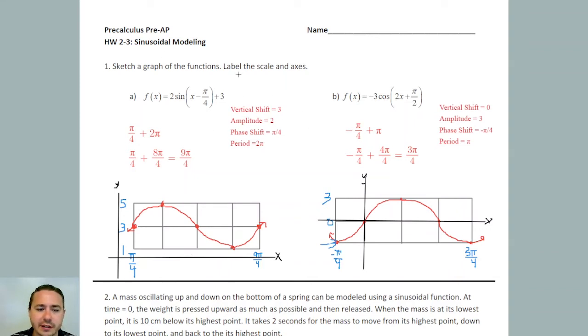So this kind of process of finding all of these is what we're going to do with the modeling as well. It's just we will use this to figure out the A, B, C, and D. And instead of pulling these values from the equation, we're going to pull them from the actual problem. Okay, so that's it for number 1. Let's go on to number 2.